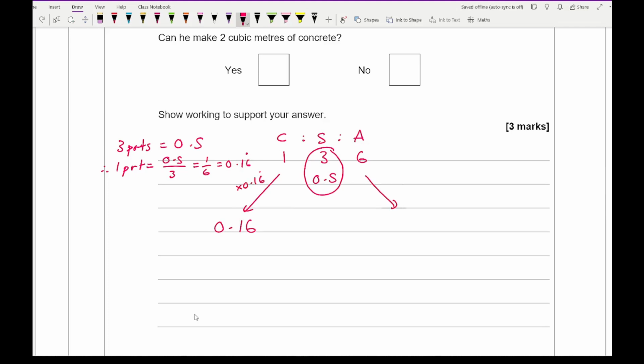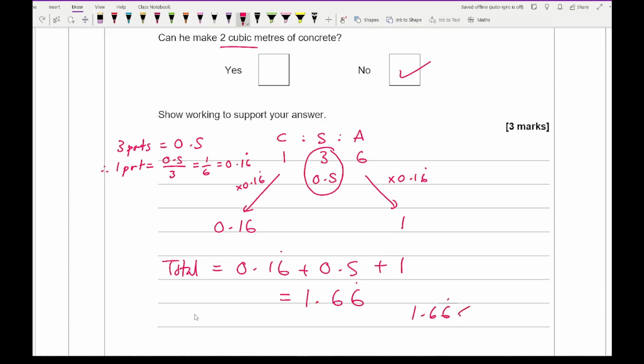Then to work out the aggregate, I'm going to times that by 0.16 recurring, and I get an answer of 1, which makes sense because if the sand to aggregate is double, so if I double 0.5, that's going to give me 1. So then the total amount is going to be 0.16 plus 0.5 plus 1, which gives me an answer of 1.66 recurring. So is it enough to make 2 cubic meters? The answer then is going to be no, and 1.6 recurring is less than 2.